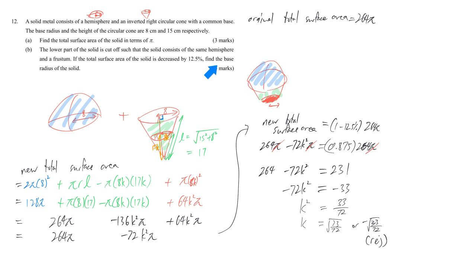And don't forget, we have to answer what the base radius is here. So to answer our final target, the base radius is equal to 8 times k. Then we just use our calculator: 8 times the square root of 33 over 72. We get 5.4160256 something something. So that's the final answer.